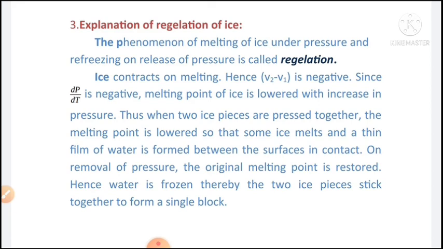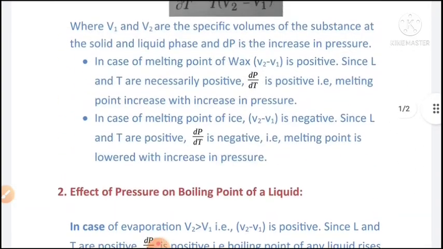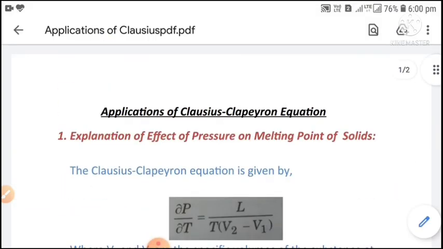You just take two ice pieces from your refrigerator, put them together and apply force from two sides, then immediately you can observe this result, regelation. That is what we call regelation. Okay, so these are the examples of applications of Clausius-Clapeyron's equation. Okay.